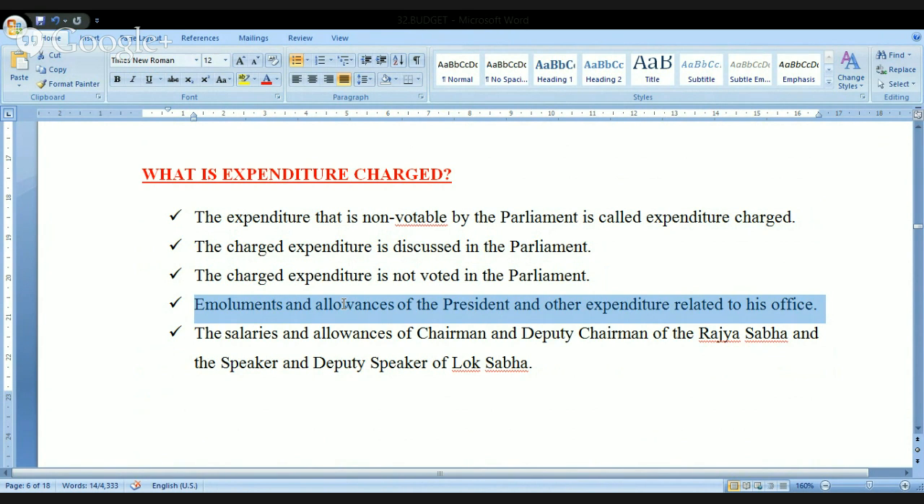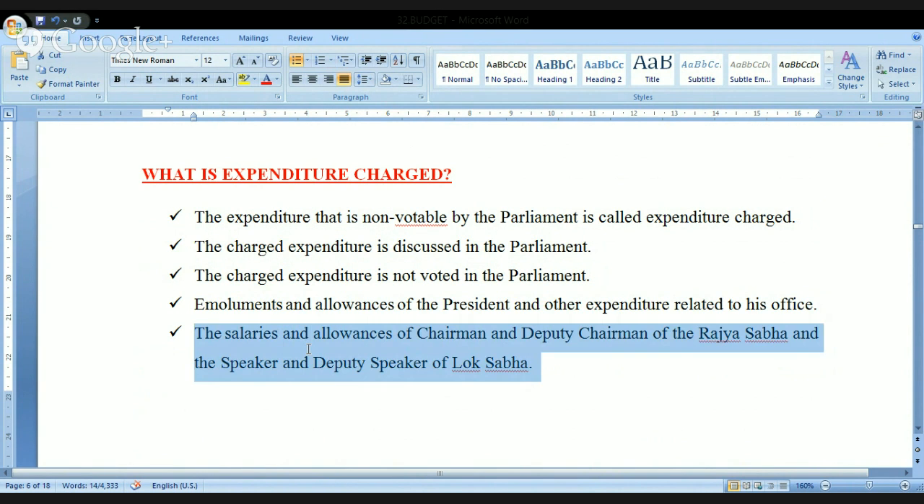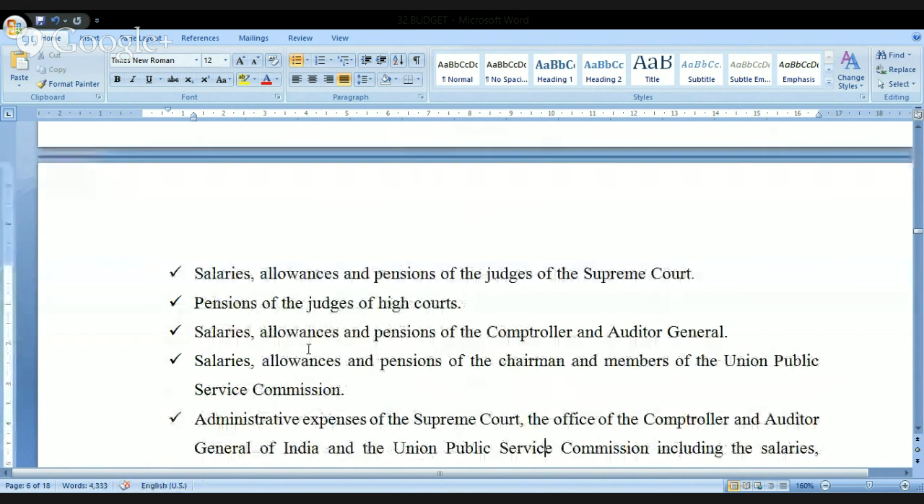But what are the expenses that are coming under the expenditure charge? Look at this. Number one, emoluments and allowances of the President and other expenditure related to his office. Next one, the salaries and allowances of the Chairman and Deputy Chairman of the Rajya Sabha and the Speaker and Deputy Speaker of the Lok Sabha. Since these offices are considered to be very important offices here, their expenditure will not be voted, but it will be discussed. Look at this. Next one.